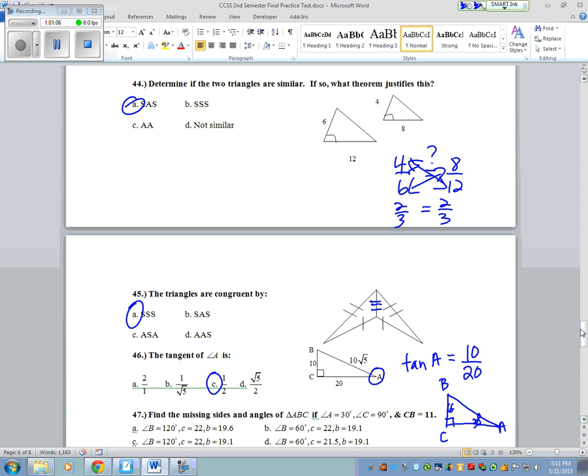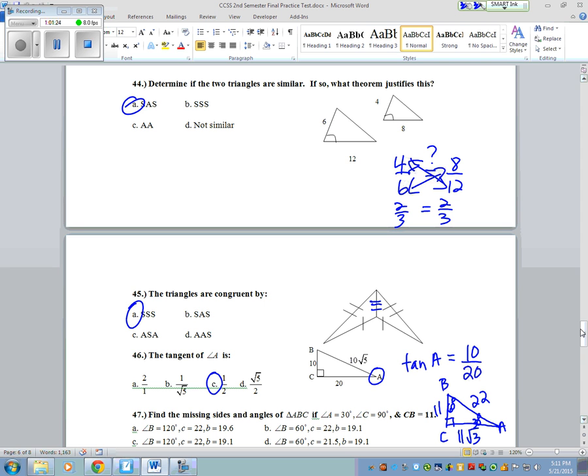30, 60, 90. If we have a 30 and a 90, that's 120. 180 minus 120 is 60. So I have a 30, 60, 90. It says CB is 11. So that would mean the hypotenuse is double that at 22, and the CA would have to be 11√3, according to our special right triangles.